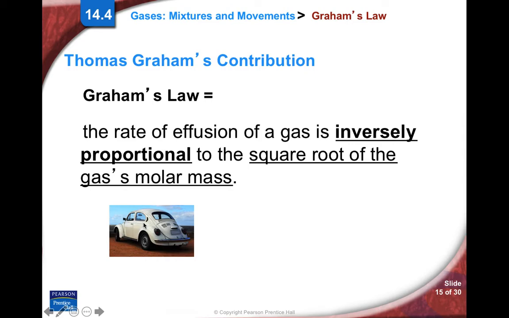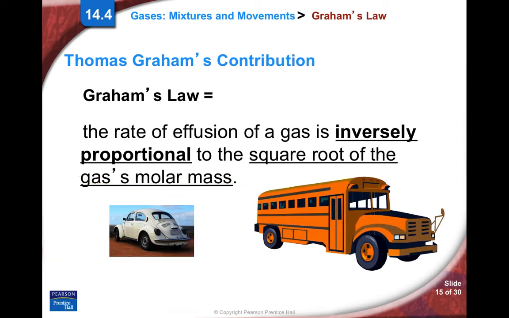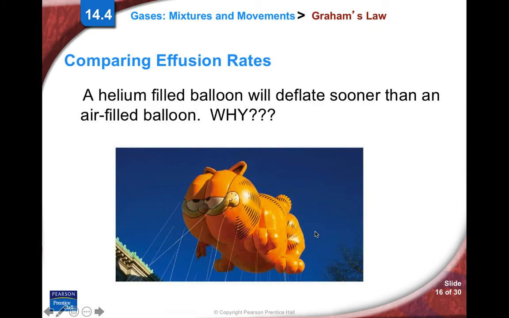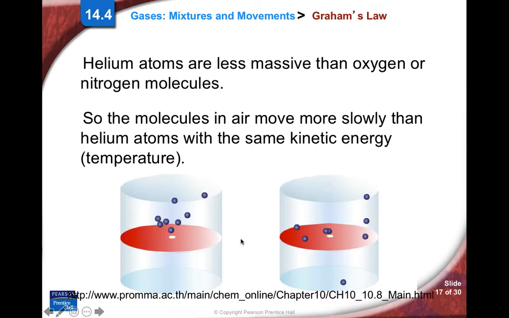So if you push on a VW, you can get it moving. If you push on a bus with the same amount of force, it's not going to move as fast. So little things, for the same force, the same temperature, the same kinetic energy, are going to move faster than big things. A helium-filled balloon is going to deflate sooner than an air-filled balloon. How come? Well, you know that helium is smaller than nitrogen and oxygen, I hope. They're less massive, and so it's going to move through an opening faster.